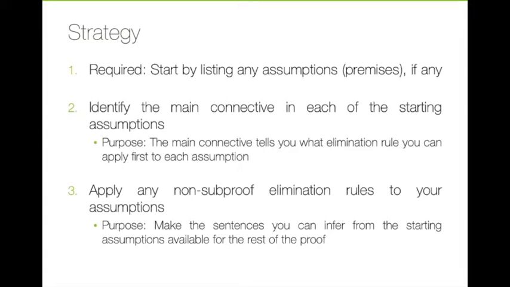Once you know what the main connective in each of those starting assumptions is, your goal should be to apply any non-subproof elimination rules to your assumptions. For example, if you have a conjunction, you should apply conjunction elimination right away. The point of doing so is that it makes available sentences that you might be able to use later in your proof. So you infer everything you can from your starting premises without starting a subproof. Then, whatever sentences you have before your subproofs will be available in the main body of your proof, and so available for the entire rest of your proof.